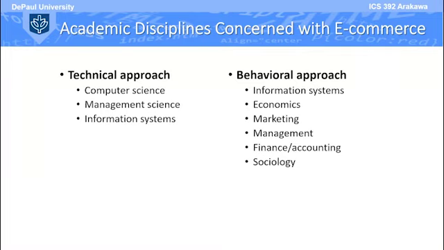Alright, lastly we'll talk a little bit about different academic disciplines that have to do with e-commerce. The technical approach, so this is kind of the nerd side of the disciplines. That's going to be computer science, management science, information systems, and so that's going to be primarily taught in a computer science school like DePaul's CDM. And then the behavioral approach, information systems, and notice how that appears on both sides. So that would be like an MIS degree here at the business school, and that would include a little bit of the technical side, so certainly databases, a little bit of programming and so forth, but also a business fundamental education. Then economics, marketing, management, finance, accounting, and also sociology to some extent.